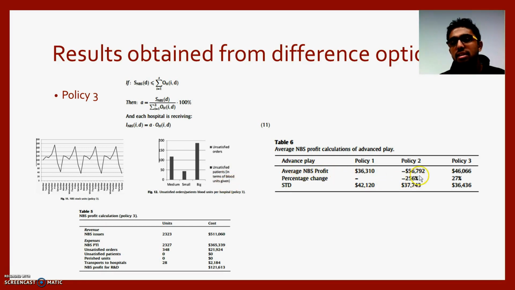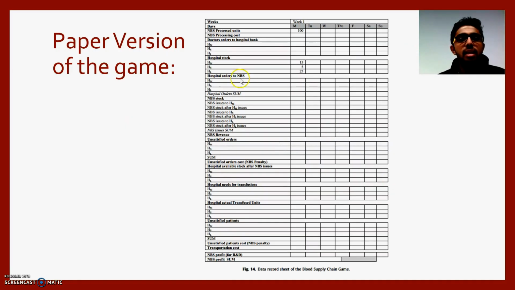And as you can see, policy 3 provides a profit of revenue. Policy 1 has no profit, since it's a baseline model, and policy 2 has high losses due to the random collections. So a paper version of this game is as shown.